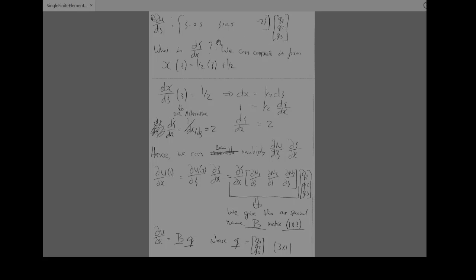So the only thing that's now left is to make sure that we understand what is d psi dx, so that we can compute the strain. Because remember, for the strain we need to have du dx, and du dx we're going to write as du d psi times d psi dx.